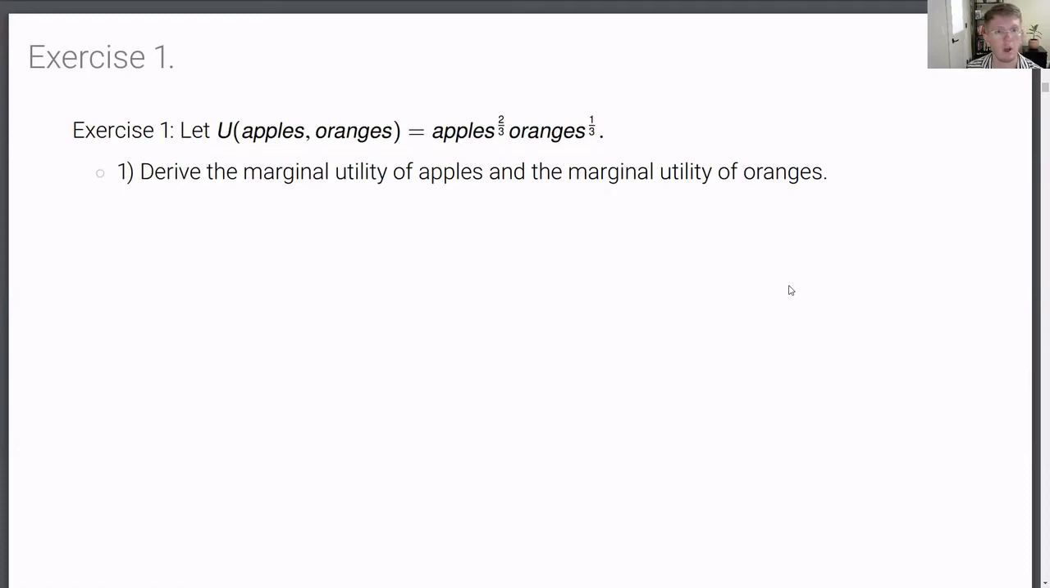In exercise 1, we're going to let our utility function, which is defined over the consumption set of apples and oranges, be equal to the number of apples raised to the 2/3 multiplied by the number of oranges raised to the 1/3. Exercise 1, part 1 asks us to derive the marginal utility of apples and the marginal utility of oranges. Or in essence, how much additional utility we gain by increasing apples by 1 and oranges by 1 at any point of how many given apples and oranges we already have.